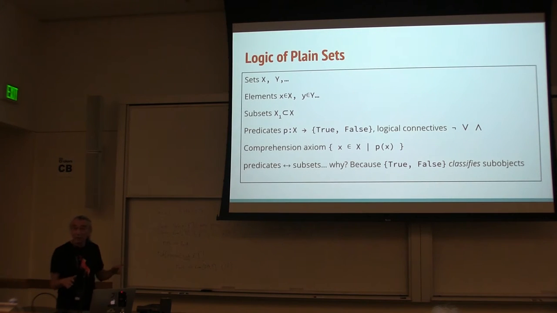First, let's start with plain sets. What logic do we have there? We used to believe that what we deal with in our code are sets, right? So we have predicates. Predicates separate subsets. Why do they separate subsets? Because we have true and false. True and false are two things that classify sub-objects. An element is either inside or out, so our predicate, the function, returns either true or false.